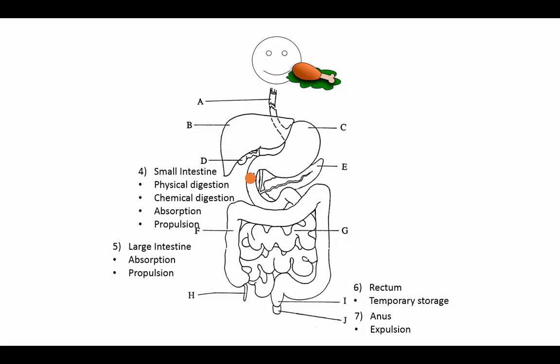Welcome to the PHS Digestive System Review, Part 4. We have now reached the small intestine. Acid chyme has entered the small intestine from the stomach, and we can see it right here.